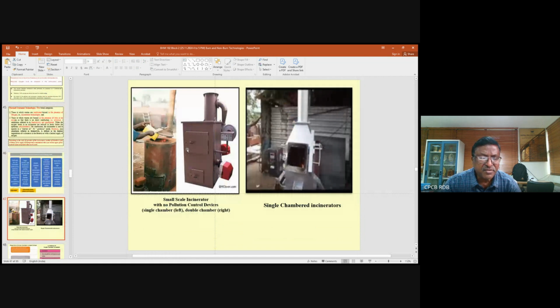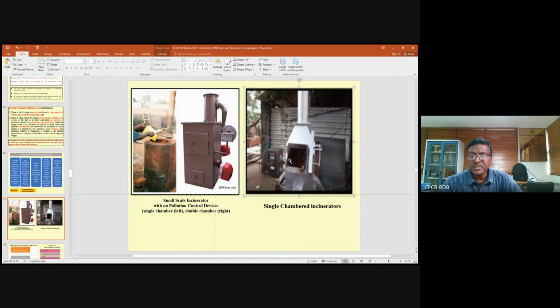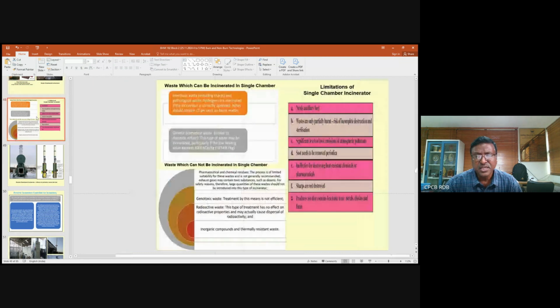Various types of incinerators are available. These are small scale incinerators with no pollution control devices at all. That means it is like a dabba where waste is fed and waste gases are emitted directly, with no pollution control systems. Of course, these single chamber incinerators are not permitted as of date by law. Therefore, they are not permitted for the purpose of combustion.